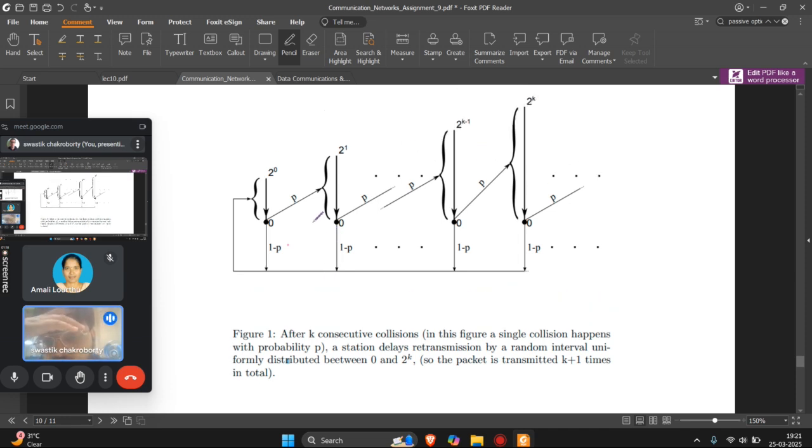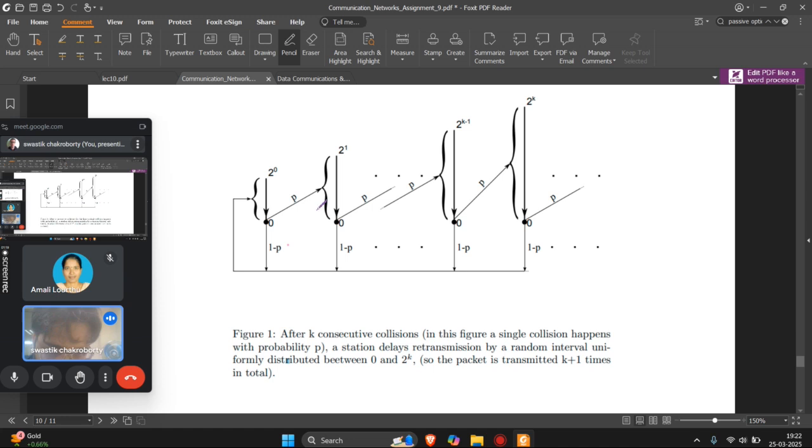So here, after k consecutive collisions, if a collision happens with probability p, then after that collision the exponential backoff time increases by a power of 2. So after every collision, the time after which you can reattempt is increasing. So you are getting deprioritized for newer packets, so that they don't suffer latency at your cost.